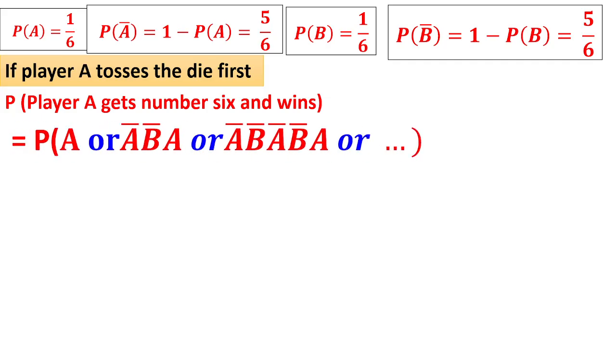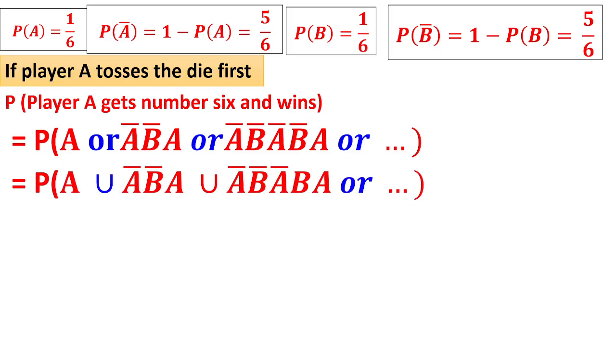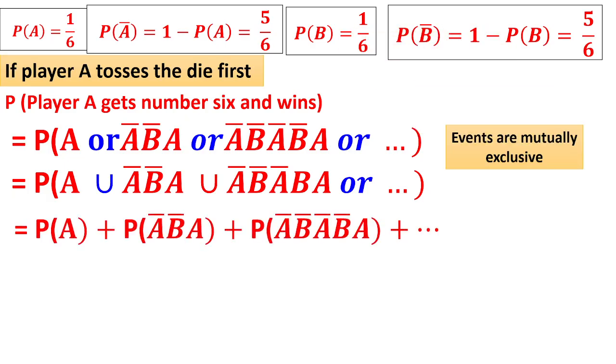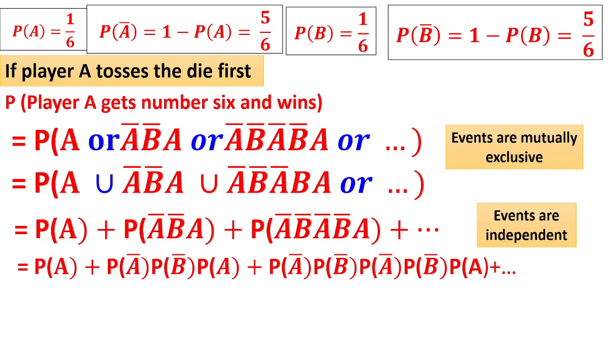He gets it in the first throw, or he gets it in the third choice, or he gets it in the fourth one. Now all of you know that A bar, B bar, that is A dash, B dash, is nothing but its complement. Now all these events are mutually exclusive, therefore I am adding them.